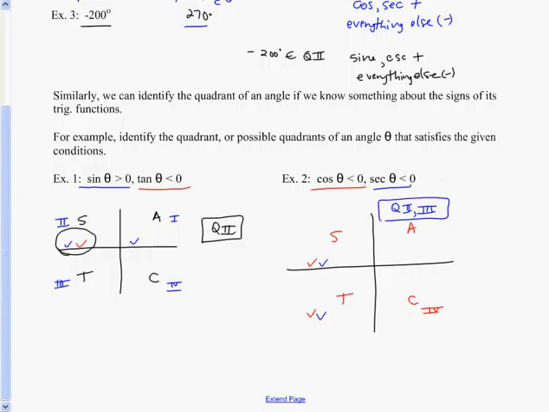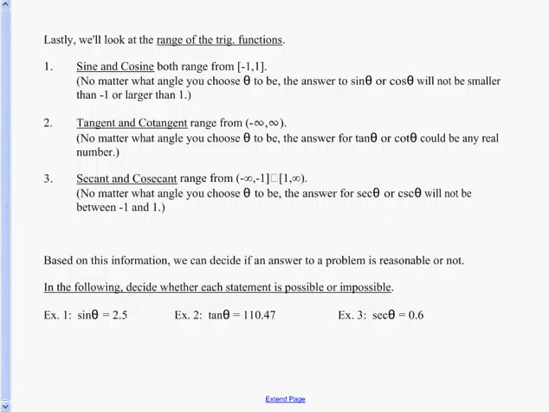So that's just giving us a little bit about the signs that indicate quadrants and vice versa, knowing quadrants could indicate signs. Lastly, we're going to look at the range of the trig functions just to give you an idea about estimating your answer in future sections. Note that sine and cosine both range from -1 to 1. What that means is no matter what angle I choose theta to be, the answer to sine of theta or cosine of theta won't be smaller than -1 and it's not going to be larger than +1.